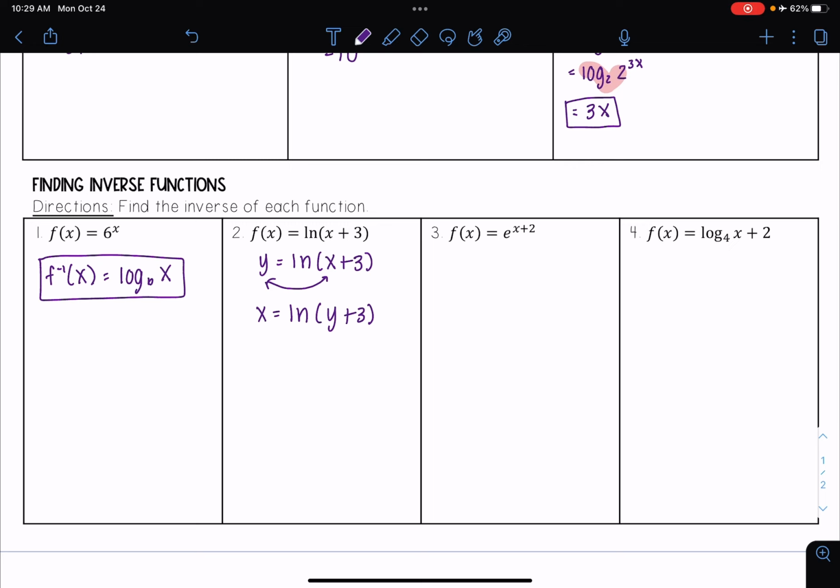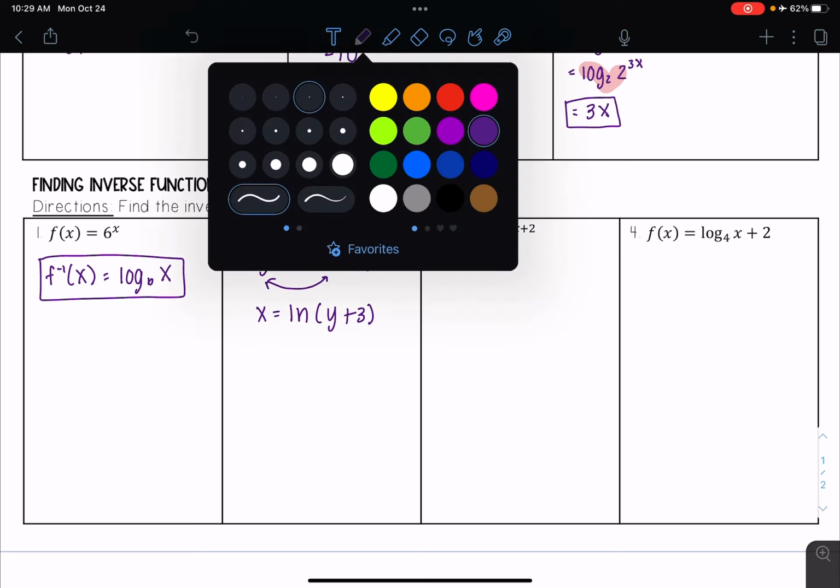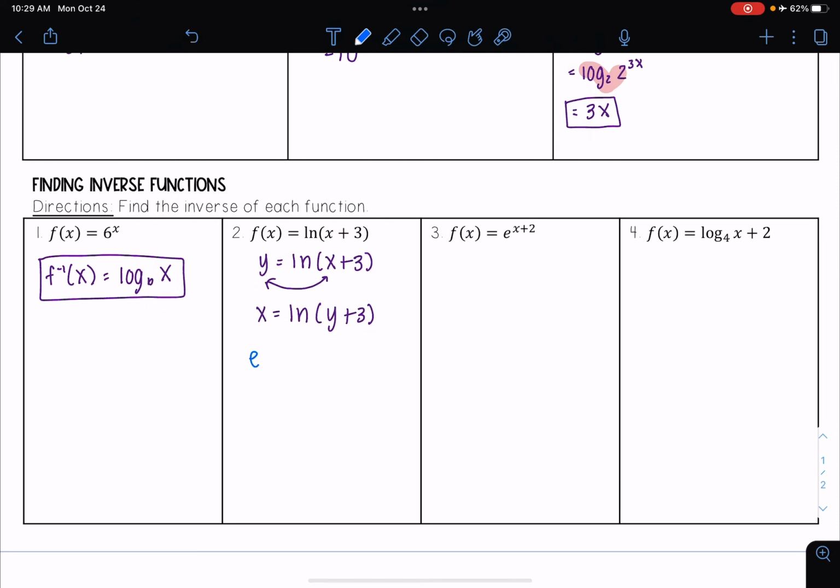Well, I need to get rid of that natural log, and I know that the inverse of natural log is e. And so I can rewrite this to be e to the x is equal to e to the natural log of y plus 3. And the reason why I do that is because this e and this natural log cancel each other out. And so that leaves me with e to the x is equal to y plus 3. And then I can just move that 3 to the other side. So I have e to the x minus 3 is equal to y. So f inverse of x is equal to e to the x minus 3.